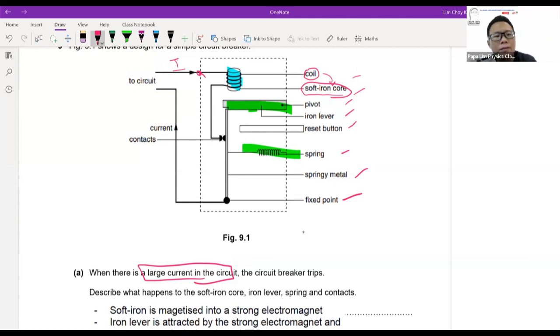Okay. When I use the word pivot, I'm trying to hint to students that that particular device or location allows some rotation. It could be rotating upwards or downwards. So there will be some rotation at this pivoting point. That's why I'm hinting to the students that it has something to do with rotating.